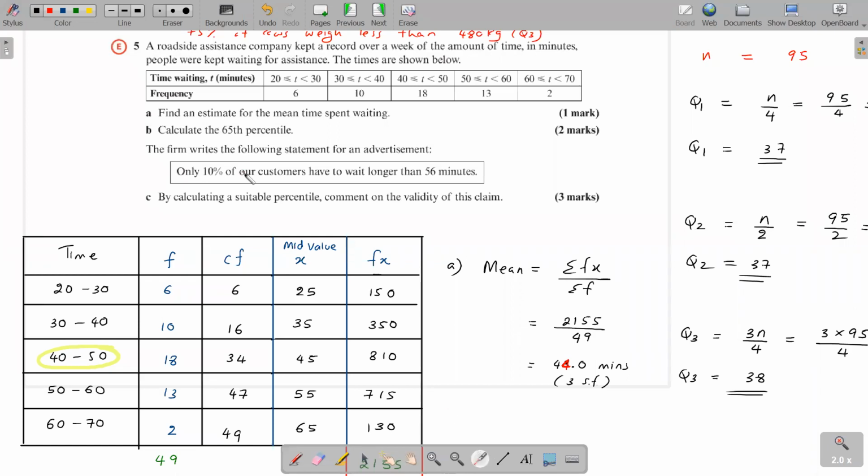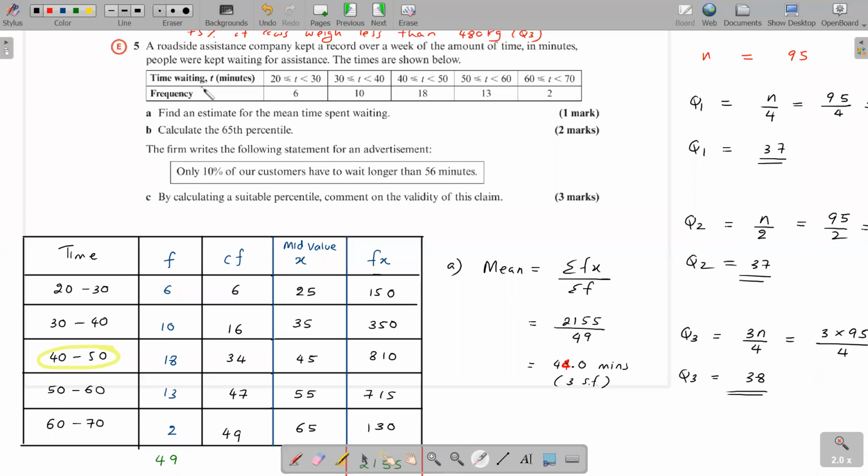Okay, so the last part. The firm writes the following statement for an advertisement: only 10% of our customers have to wait longer than 56 minutes. By calculating a suitable percentile, comment on the validity of this claim. So, is this claim valid or not? What do they say in the advertisement? They say only 10% of their customers wait longer than 56 minutes.